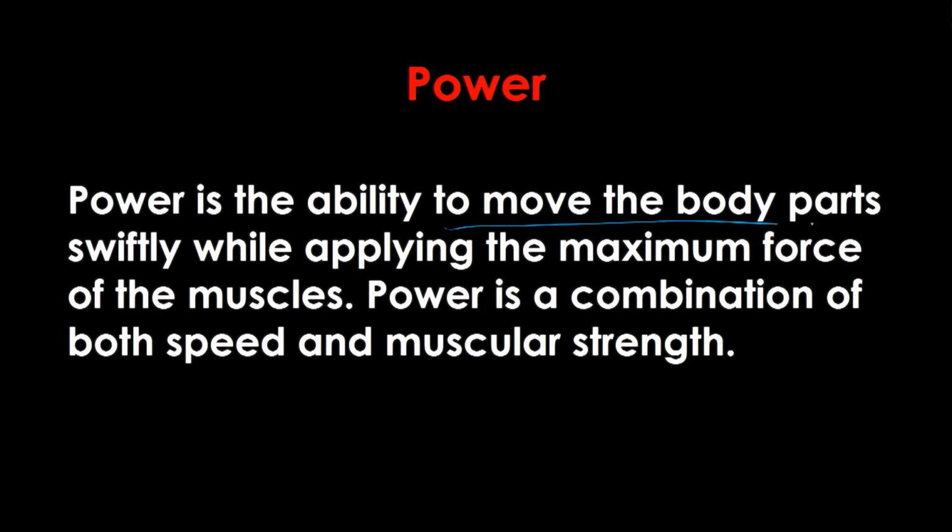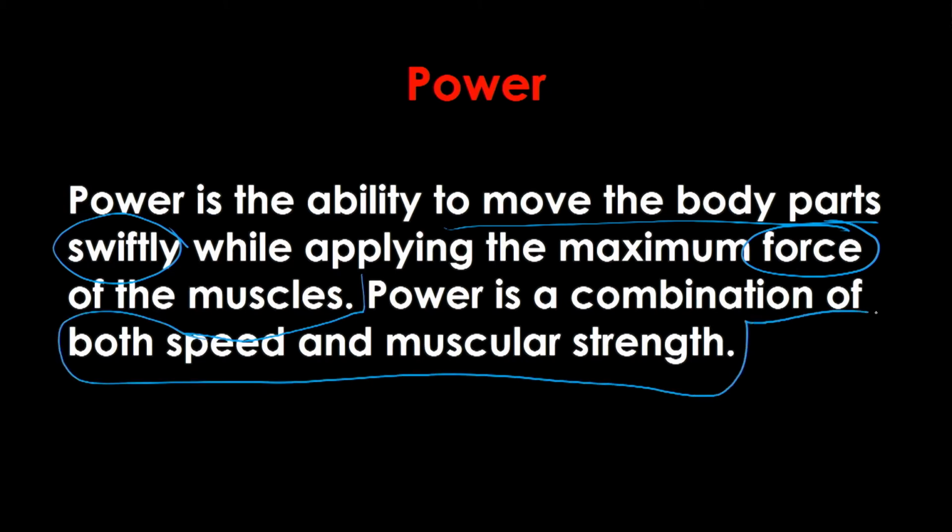But in the context of physical education, we're going to speak about power as the ability to move the body parts swiftly, and I'm sure you've seen the word swiftly before in another definition, while applying maximum force, another word that you've seen, maximum force of the muscles. And the beauty here is that power is the combination of both speed and muscular strength. Now, as you start realizing how these definitions interrelate and have a relationship with other definitions we've had, I'm hoping it starts making more sense to you.